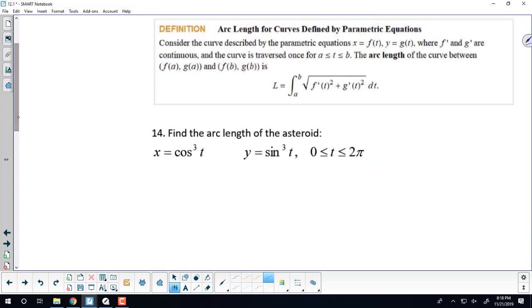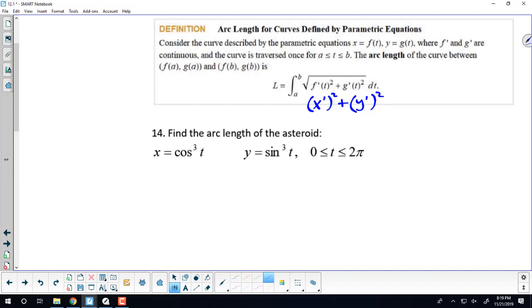But arc length is defined as the integral from a to b of the square root of f prime squared plus g prime squared, where f corresponds to the x and g corresponds to the y. So we can think of this again as just x prime with respect to t squared plus y prime squared under the radical. So find the arc length of the asteroid. We'll go ahead and graph this.